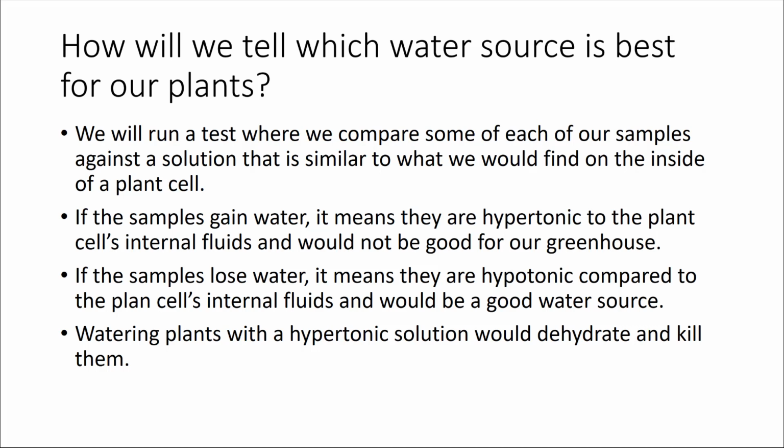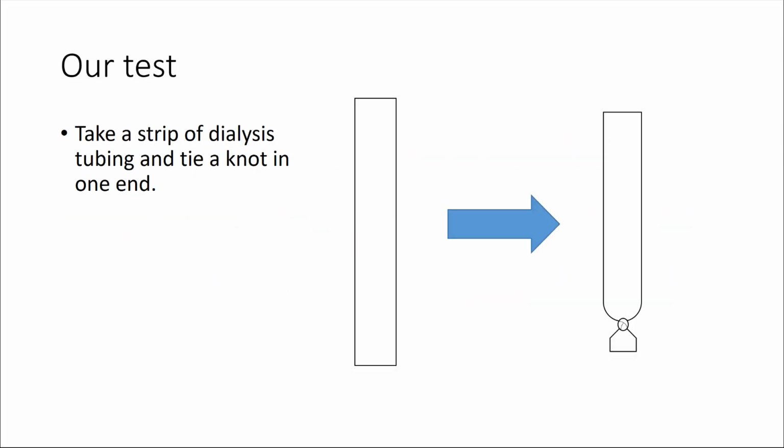Watering plants with a hypertonic solution would dehydrate and kill them. It would actually take water away from the plants, which is what we want to avoid. We want to make sure the solution we're watering our plants with is hypotonic compared to its cytoplasm. So step 1, we're going to take a strip of dialysis tubing and tie a knot into one end of it, making a sealed pouch.